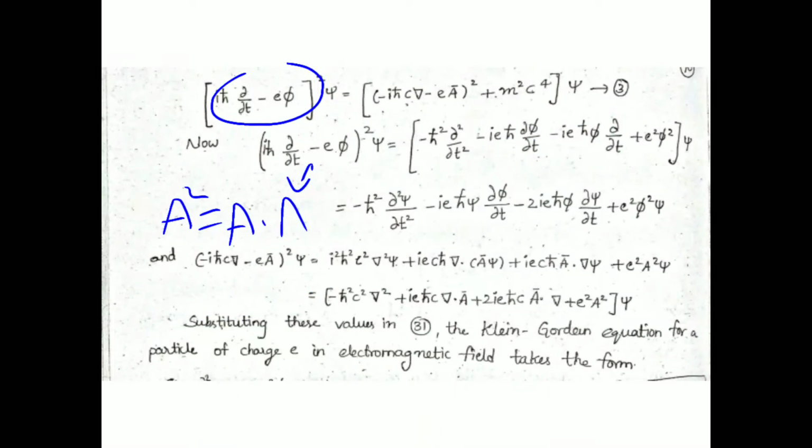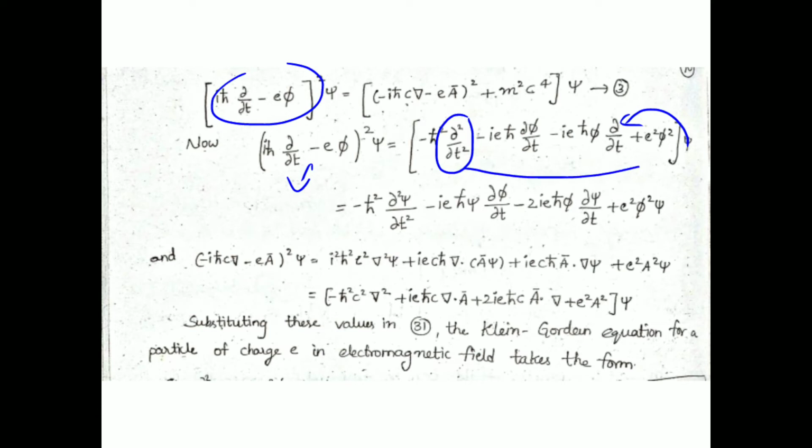So next, what we are having is minus h-cut squared ∂² . Now next we are taking this xi inside the brackets. We haven't taken this xi inside the brackets yet, so if we take it inside, this ∂²/∂t² multiplied with xi, we would get this term: minus h-cut squared ∂²/∂t².